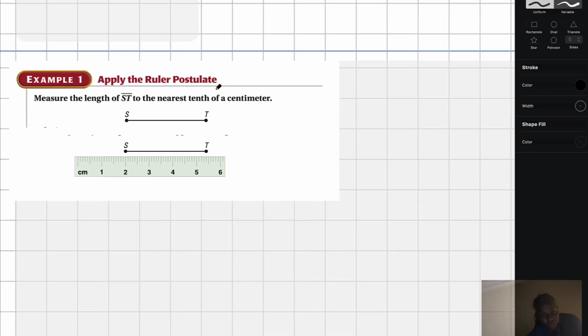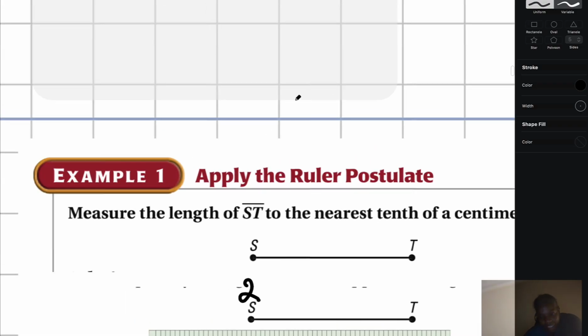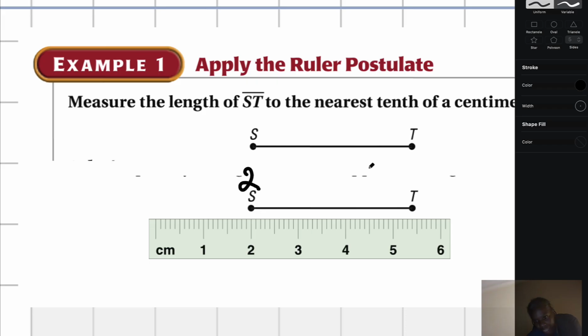It says apply the ruler postulate. Measure the length of ST. Now, if you were to measure this length, generally we'd probably start at 0, but you don't have to. If you assign 2 to S and then assign 5.4 to T, how can we find the length?